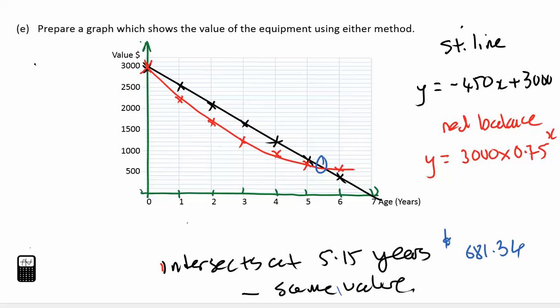If we did some further analysis, the value is $681.34. Now, if we want to discuss which system is best, you can't chop and change, but in the first instance, the straight line is nice and steady. You can write it off, and perhaps if you're looking at equipment after 6 or 7 years, total write-off works well. The reducing balance is particularly precipitous in the first, second, third, fourth and fifth years, if you want to get your money back quite quickly.